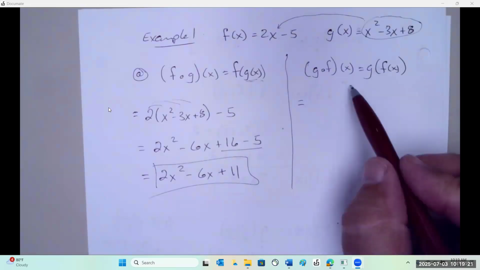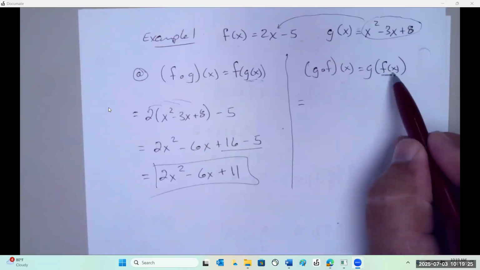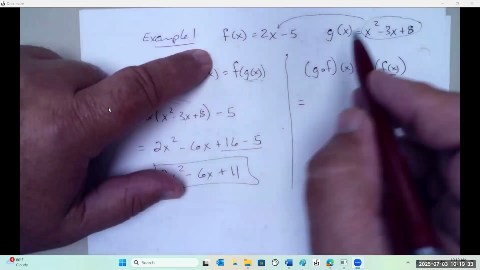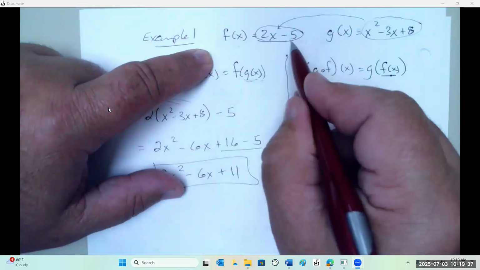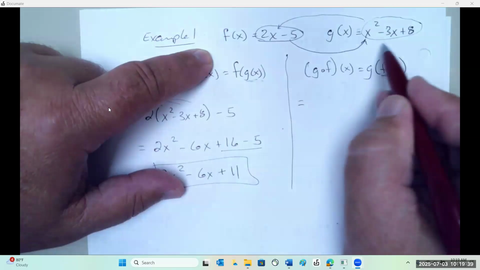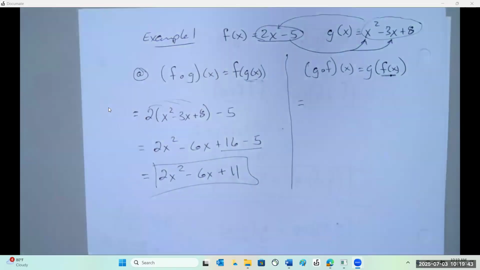Now the other one. It says anywhere I see an f function, that, I mean, in the g, anywhere I see an x, I put the f function. So I take this equation, everywhere I see an x, I put my function of f.